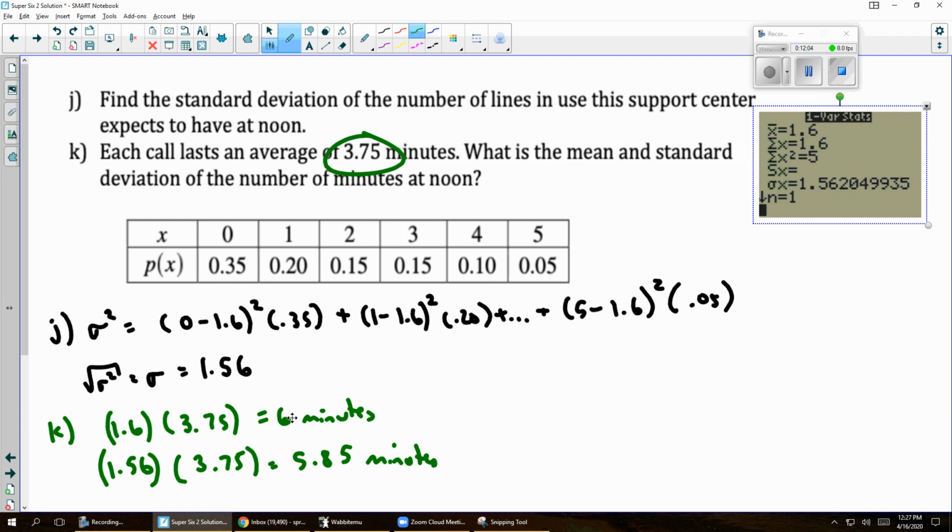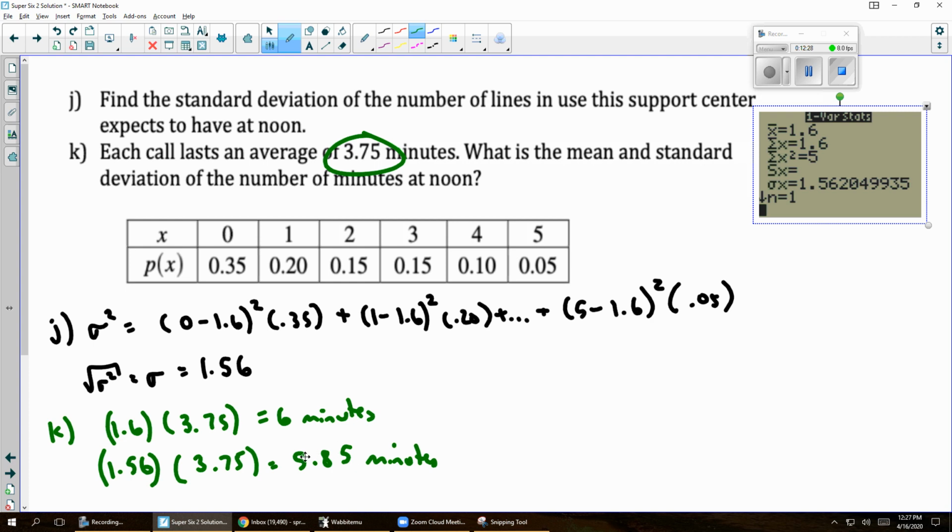Now, let me give you a bonus question that wasn't on here. What if everybody on the phone call agrees to one of those 1-minute surveys at the end of the call for quality control? So everybody's going to do it. So we've added 1 more minute to everybody's call. What's going to happen to this 6 minutes? Well, it's going to go to 7 minutes, right?